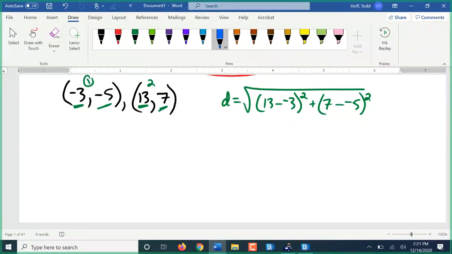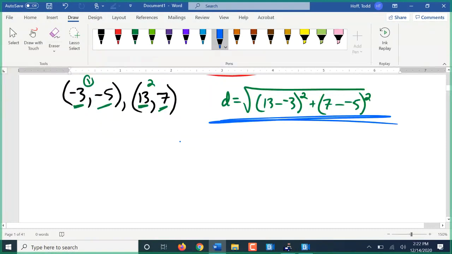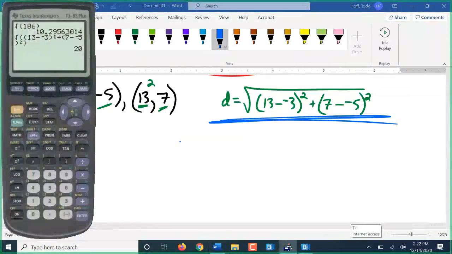Now, once you have this down, you could just punch this in the calculator. You could do the square root of, and then it puts a parentheses there. Most calculators put that first parentheses there. If it does not, you need to put it in. Then you need a second parentheses to do the first subtraction. 13 minus negative 3. Close the parentheses, x squared. Plus, parentheses, 7 minus negative 5. Close the parentheses, x squared. Then you close the parentheses one last time to close the parentheses for the square root. And it will spit out your answer of 20. That can be tricky to put in the calculator. I'll leave that up there for a second so you can see the entry.